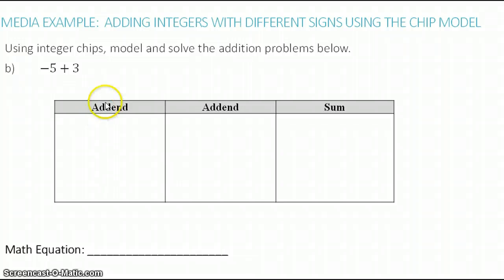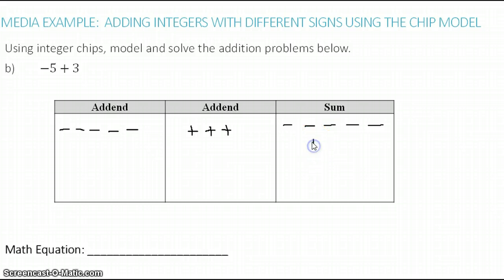So representing this on paper, we will have 5 negative signs for negative 5, and 3 positive signs for positive 3. And now in the sum, I'm going to put the combined amount.